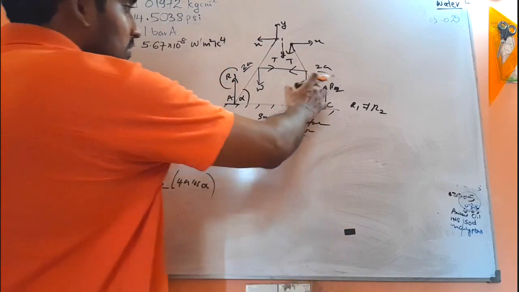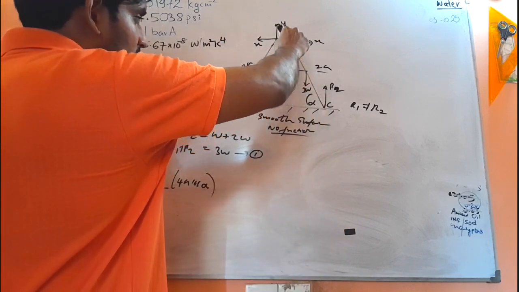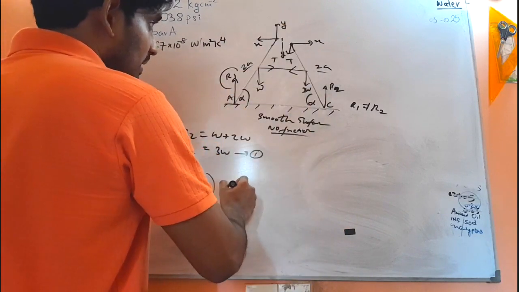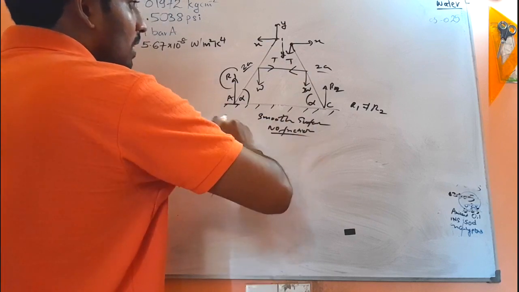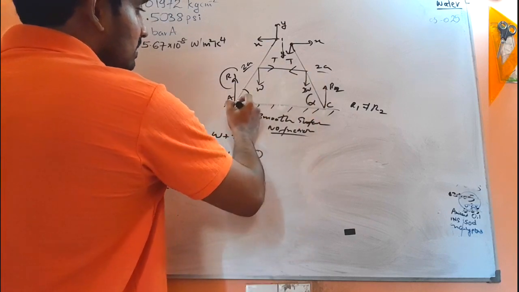Then what is the next one? This force is going in the clockwise direction, so it is negative, minus 2W times the perpendicular distance. Now what is the perpendicular distance? The distance from here to here.